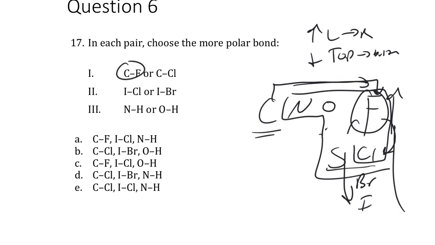ICl versus IBr. The key is a smaller difference of electronegativity versus a bigger difference of electronegativity, so ICl is more polar than IBr. Then NH versus OH: hydrogen's electronegativity is particularly low. So the higher the electronegativity of what you pair H up with, the more polar the bond's going to be, because you get a greater difference of electronegativity. So it should be CF, ICl, OH.